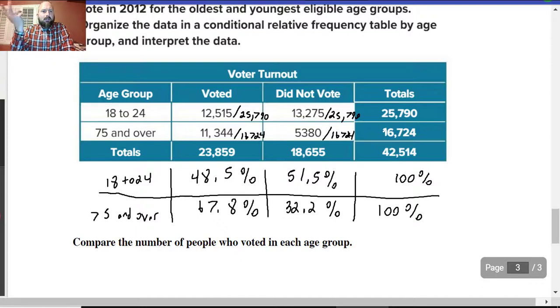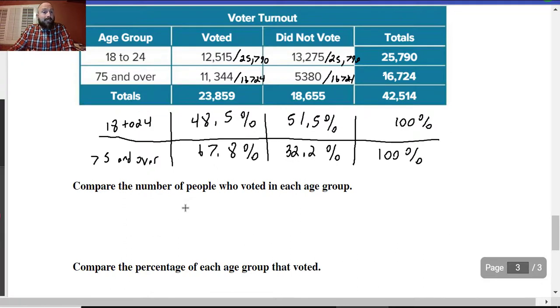So now we can make a couple comparisons. Compare the number of people who voted in each age group. Looking at this, I would say there's more 18 to 24-year-olds. If we did the math, it looks like about 1,200 more 18 to 24-year-olds voted. But if we look at the percentages of their total group, 75 and older are definitely voting more than 18 to 24-year-olds.